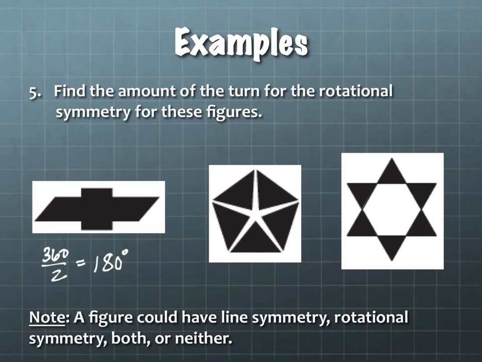Right, what would I divide by for this one? 5. Yep, I would divide by 5 to get my rotational symmetry. So what is 360 divided by 5? It's the most unusual value we've had. Somebody have a calculator? Oh, Ashley's got it for us. So Elizabeth does. Okay, 72 is right, yeah. It's 72 degrees. So this has a 72-degree rotational symmetry.